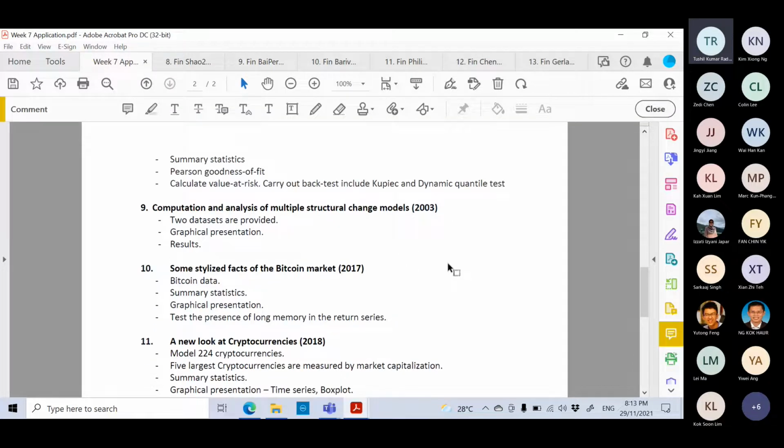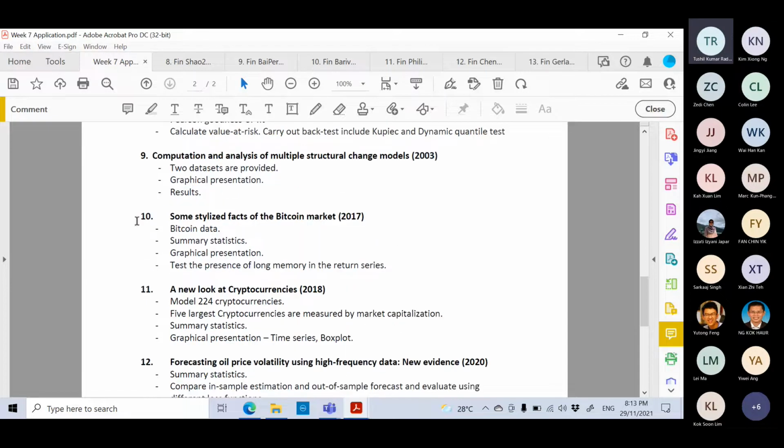The following are two examples for cryptocurrency, to show how we present the results. The next one is paper number 10, on the starlight effect of the Bitcoin market. Of course, if you are working in finance, then you know what is meant by the starlight effect. In this paper number 10, their target is the Bitcoin.